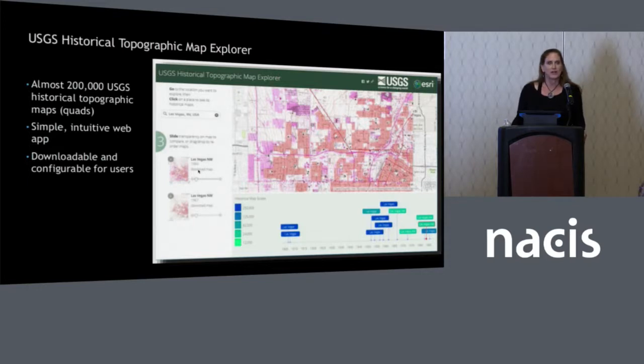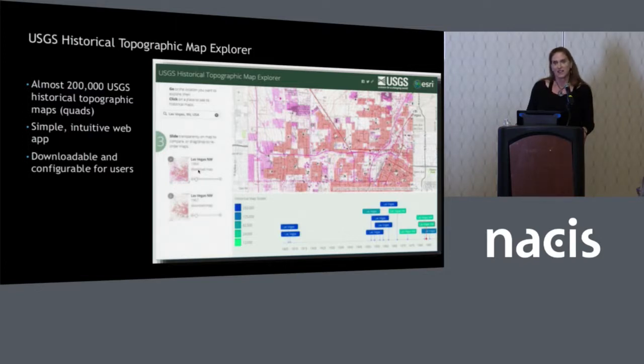We also created, a number of years ago now, I want to say it's about 3 or 4 years ago, the HistoricalTopoMap Explorer. This allows users to explore a continually updated repository of USGS scanned and georeferenced topographic maps, or you might call them quadrangles or quads.